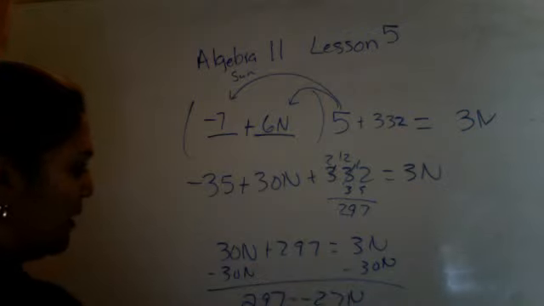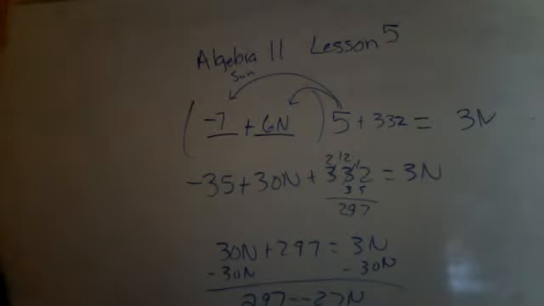So you get n equals negative 11. So that is what your original. So the hardest part is just going to be setting this up.